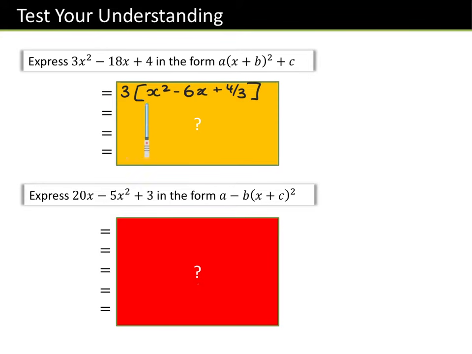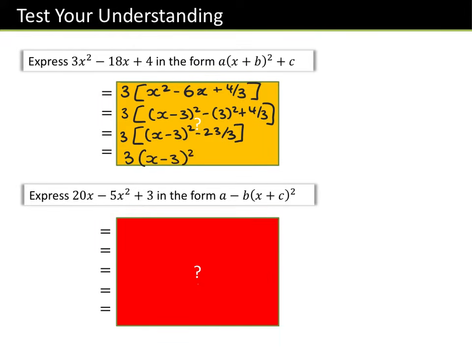Now, inside my square bracket, I have x squared minus 6x plus 4 over 3. That now means I can complete the square as normal. So I'm going to get 3 bracket x minus 3 squared minus 3 squared plus 4 over 3. Which I'm then going to simplify inside the square bracket. x minus 3 squared minus 9, 27 over 3, minus 23 over 3. Now I'm going to multiply everything by 3. So I'm going to get 3 bracket x minus 3 squared minus 23. And that is the answer.